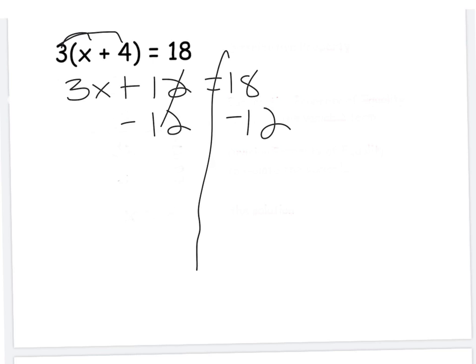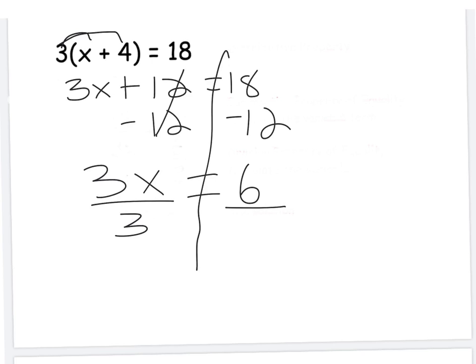12 minus 12 cancel each other out because that gives me 0. We didn't do anything with the 3x, so we're left with it. We have the equal sign, and then on the other side, the right-hand side, 18 minus 12 is 6. Lastly, to solve this equation, we have to get rid of the 3. So right now the 3 is being multiplied by the x. So to get rid of the 3, we have to do the opposite of times 3, which is divide by 3. So again, I set up my division like a fraction, and I divide both sides by 3. These two 3's then cancel each other out, and I'd be left with x. And then on the right-hand side, 6 divided by 3 is equal to 2. So x is equal to 2.